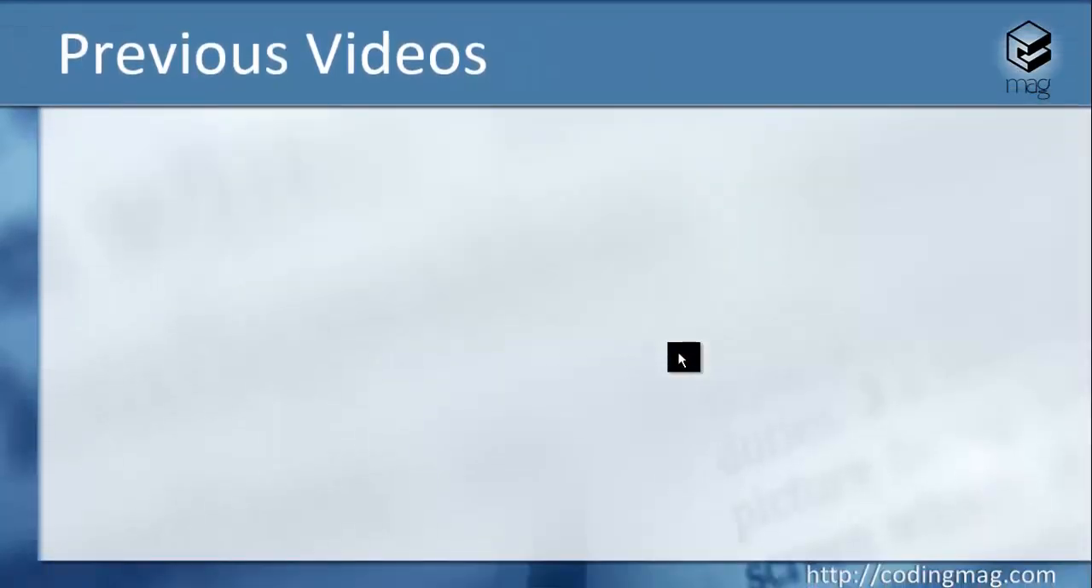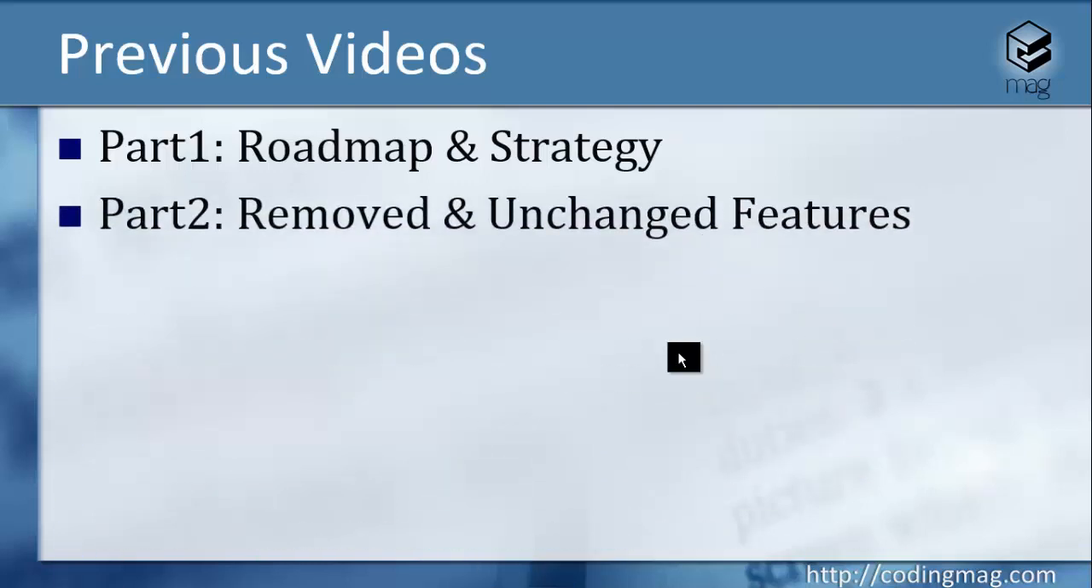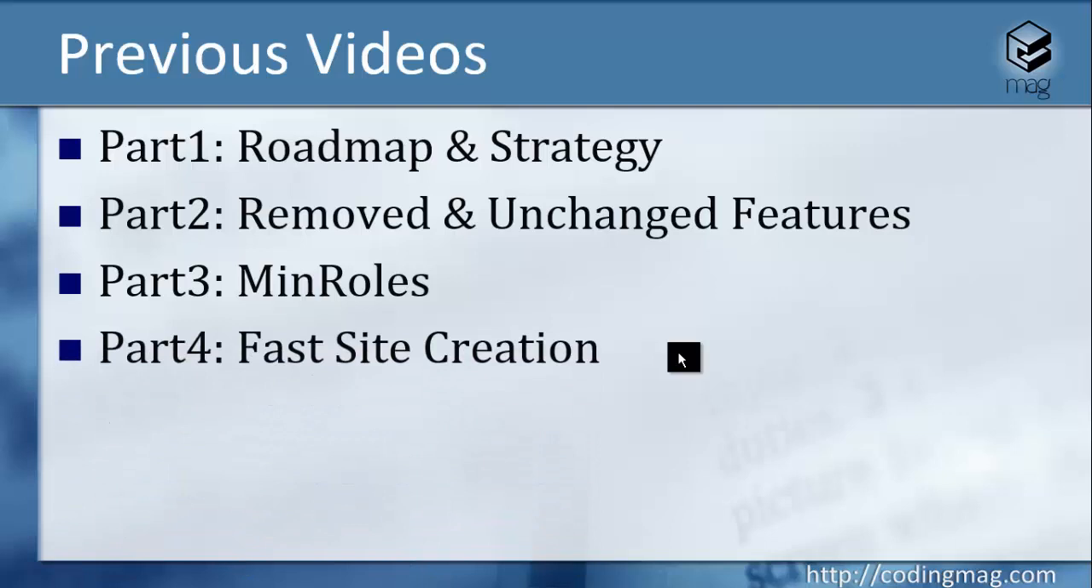And let's have a look at the previous videos. In the first part, we have seen the roadmap of and strategy towards releasing SharePoint 2016. And in part 2, we have seen the removed and unchanged features. In part 3, I have demonstrated the MinRole structure in SharePoint 2016. In part 4, I will now show you the fast site creation feature which was introduced and which is actually going to be introduced in the RTM version of 2016.